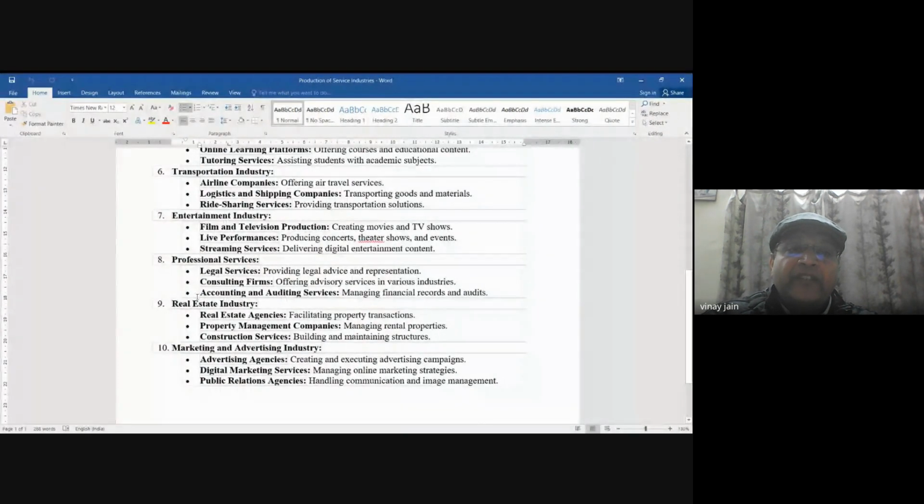Then we have professional services like legal services, which provide legal advice and representation. Consulting firms offer advisory services in various industries. Accounting and auditing services manage financial records and audits. The real estate industry facilitates property transactions. Property management companies manage rental properties. Construction services build and maintain structures.